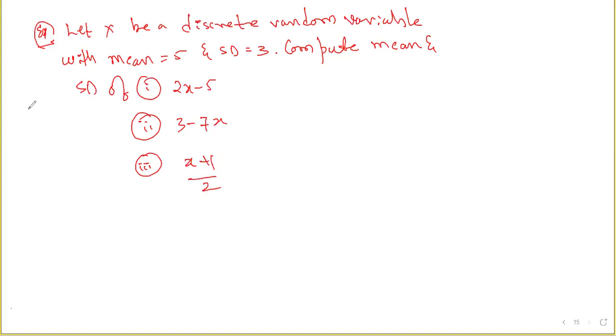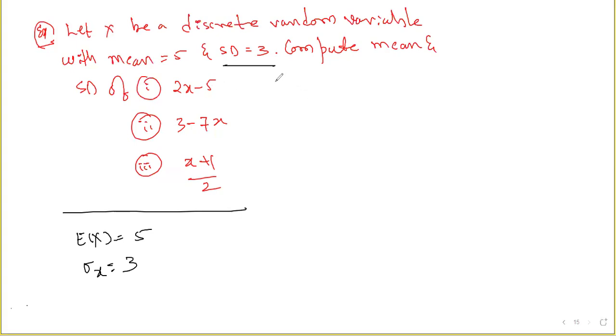All right. So it's a very simple and easy example, this one. So what have they given? They have given expected value of x. Expected value of x equal to 5. And they have given sigma x, not sigma square. Sigma square means variance, but they have given standard deviation. This is 3. So now what do they want? They want the expected value of these.